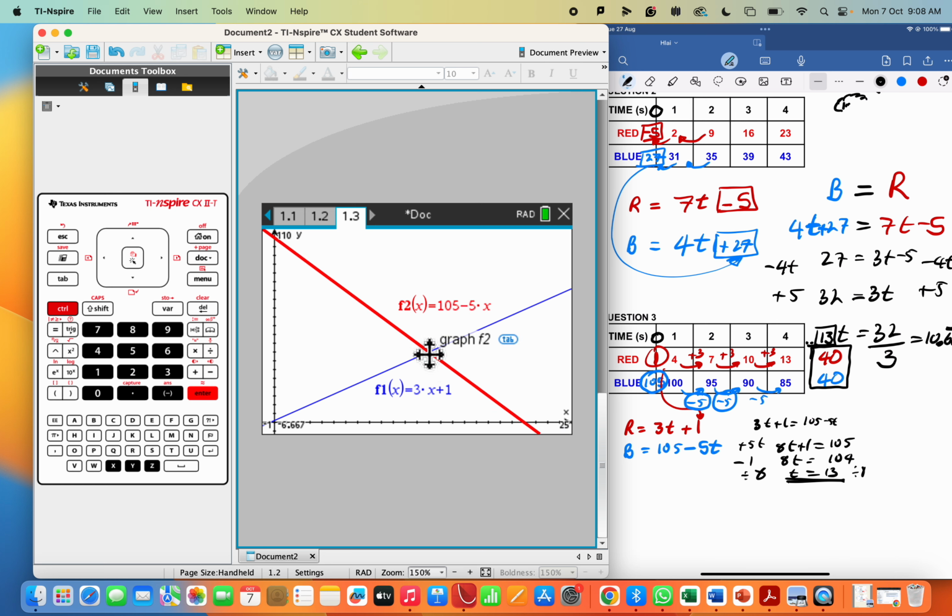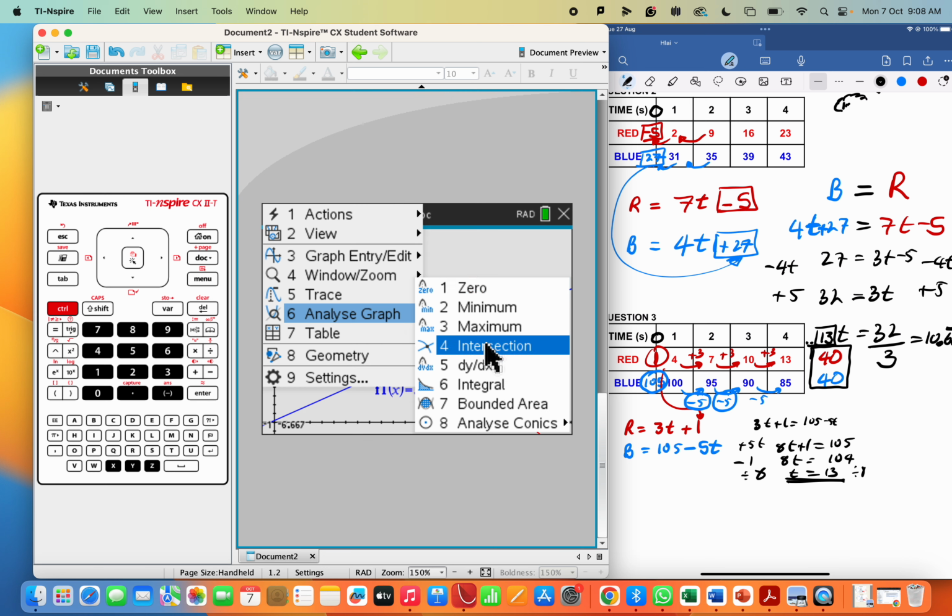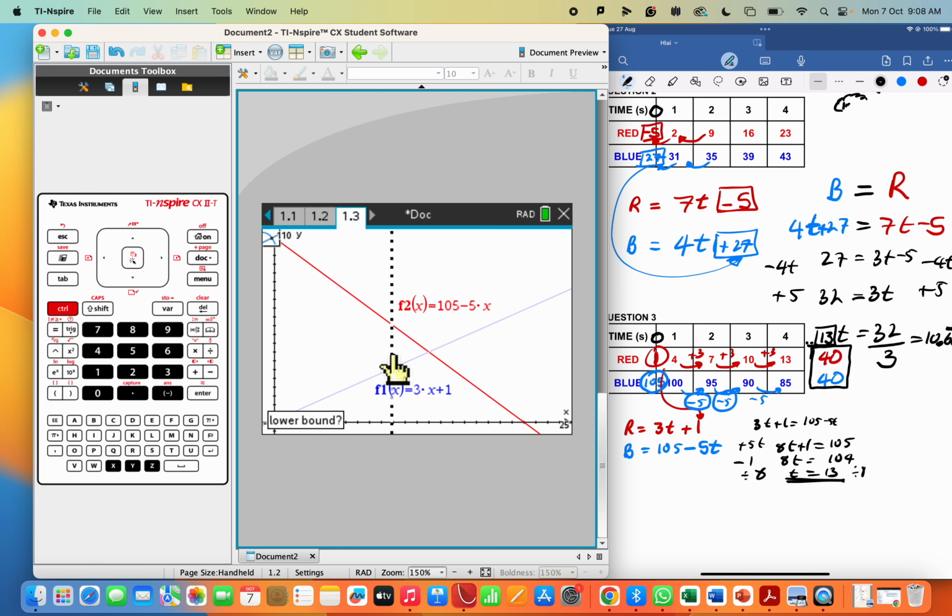And now we can see this point seems to be interesting. Menu, Analyze Graph, Intersection. You have to click a point before and click a point afterwards, and there you go. So when t equals 13, both blue and red numbers are 40.